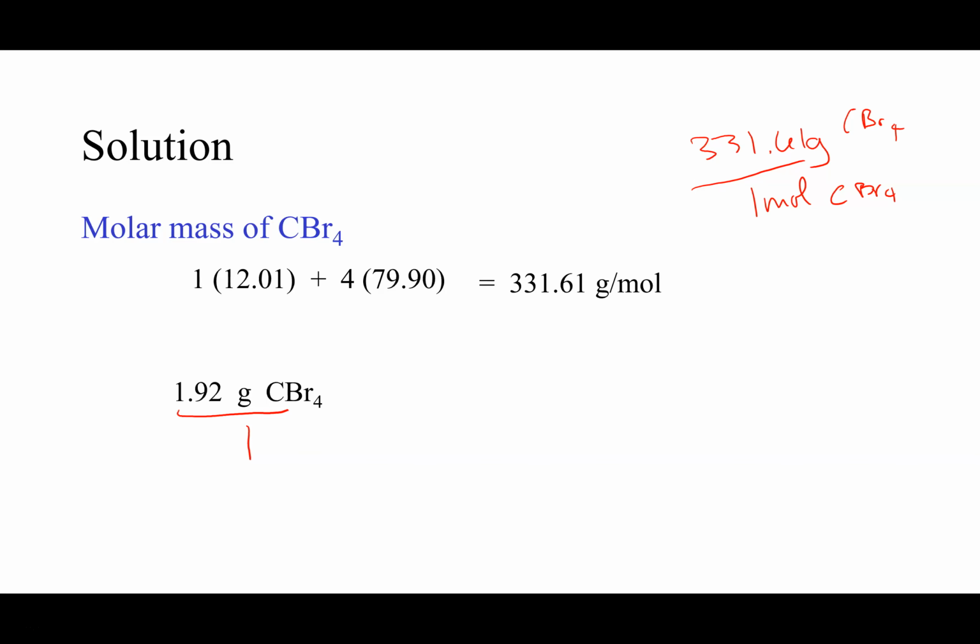Okay, so what's my next term going to be if I want to go to moles of CBr4? Yep, I'm going to use the flipped version of that. Very good. 1 mole of CBr4 over that 331.61 grams of CBr4. Perfect. Now, grams, specifically grams of CBr4, cancel. And I have moles of CBr4. Now what do I put in? My goal is to get, I'm at moles of CBr4. How do I get moles of bromine atoms?